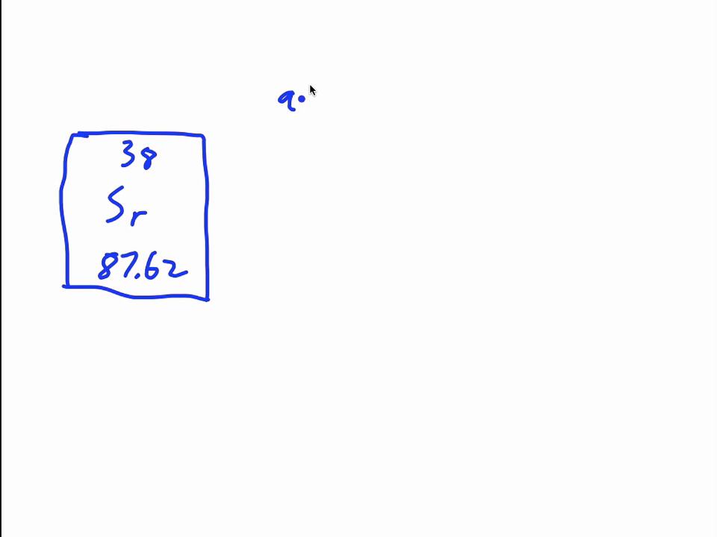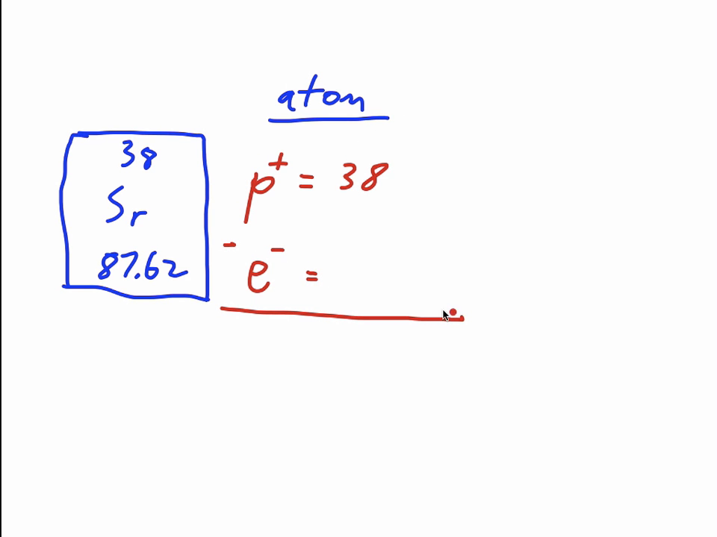So in the atom form, that's the neutral form, let's take a look at the subatomic particles. The protons in the nucleus, which are positively charged, are equal to the atomic number, so that's 38. The electrons, which are negatively charged, in this case, the protons minus the electrons need to give a 0 net charge, so the electrons have to be 38.